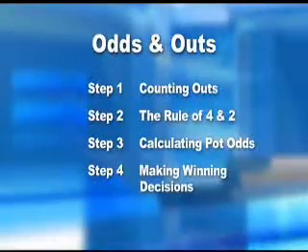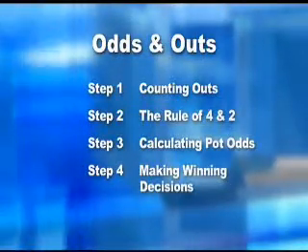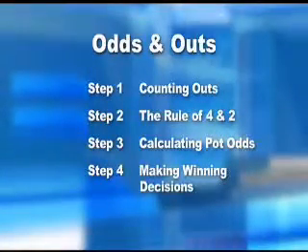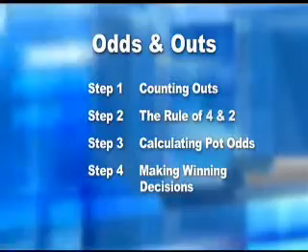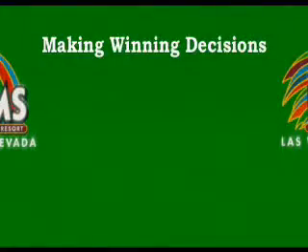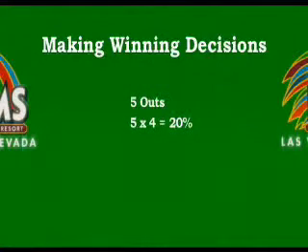Step 4. Making winning decisions. After counting my outs, using the rule of 4 and 2, and figuring out the pot odds, I can make correct winning decisions at the table. This is what it's all about. Suppose I have 5 outs after the flop. 5 times 4 equals 20%. I've got a 20% chance of making my hand.